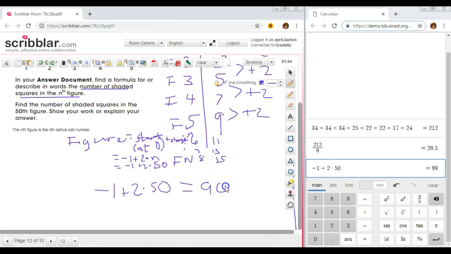Or you could have done it separately. To do it separately, you have to follow that order of operations, which says you do multiplication before addition. 2 times 50 is 100. Negative 1 plus 100 is 99. So there's our final answer. There are 99 shaded squares in the 50th figure.